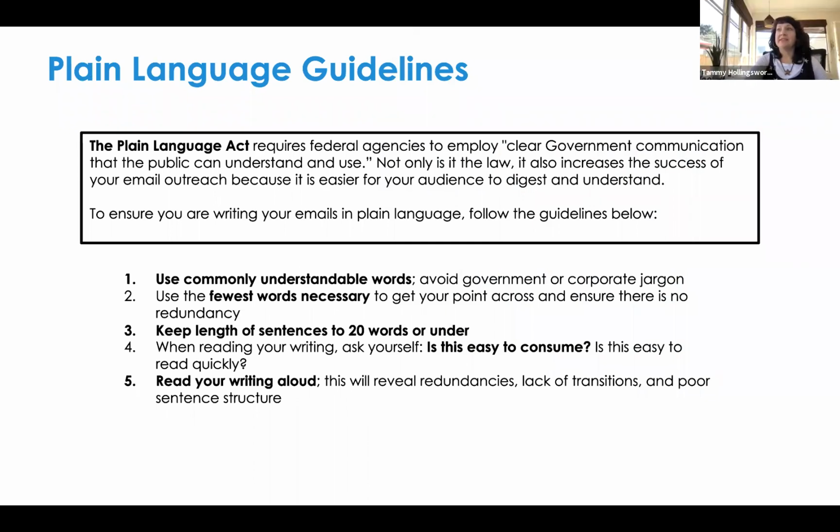Plain language guidelines. The Plain Language Act requires federal agencies to employ clear government communication that the public can understand and use. Not only is it a law, it also increases the success of your email outreach because it is easier for your audience to digest and understand. To ensure you are writing your emails in plain language, follow these guidelines. Use commonly understandable words. Avoid government or corporate jargon. Use the fewest words necessary to get your point across and ensure there is no redundancy.